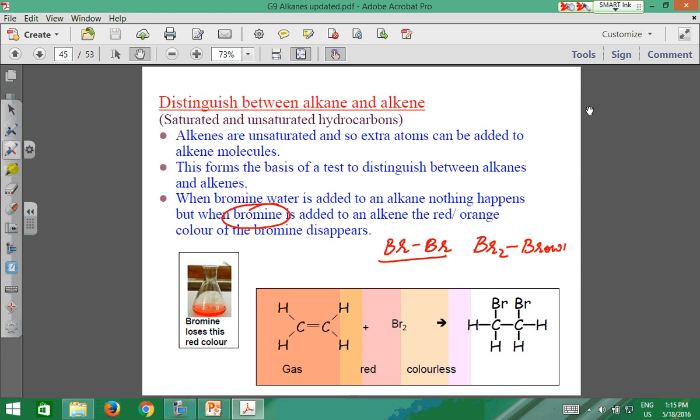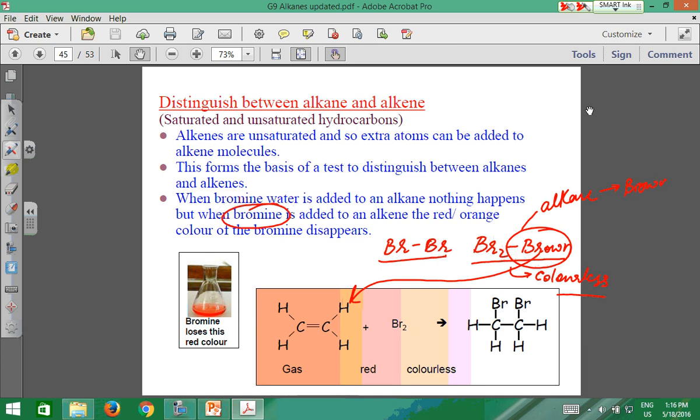Now this brown liquid, if I add it to alkenes, the result will be different. What is the result? The brown color becomes colorless. Got it? The color becomes colorless. But the same bromine water, if I add it to alkane, the color remains brown. Got it?